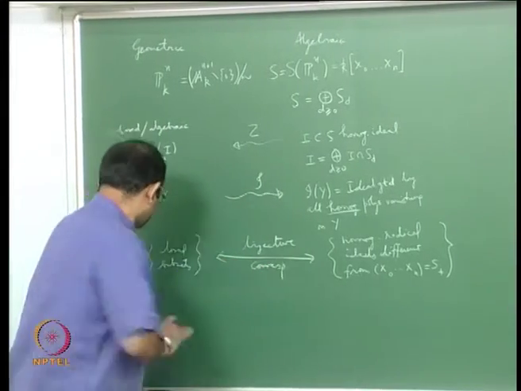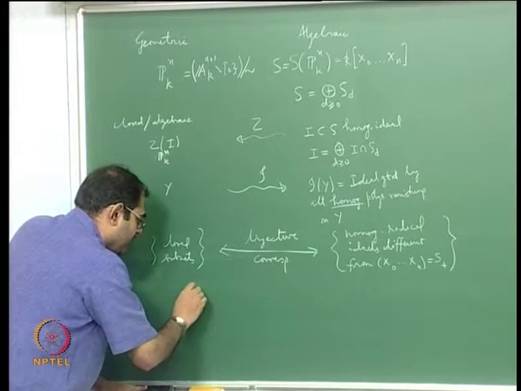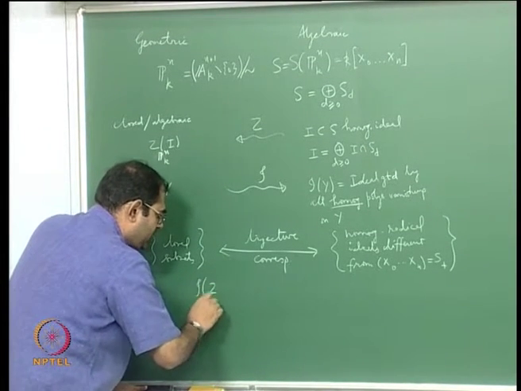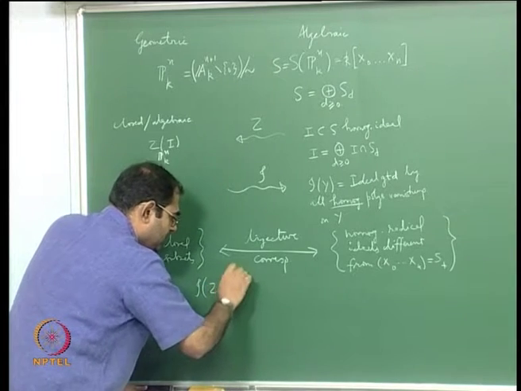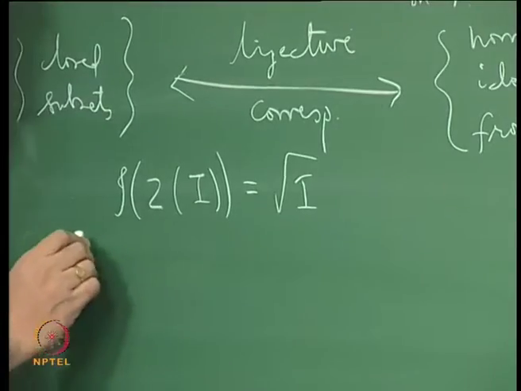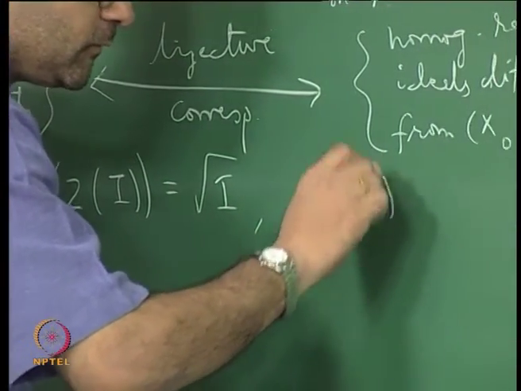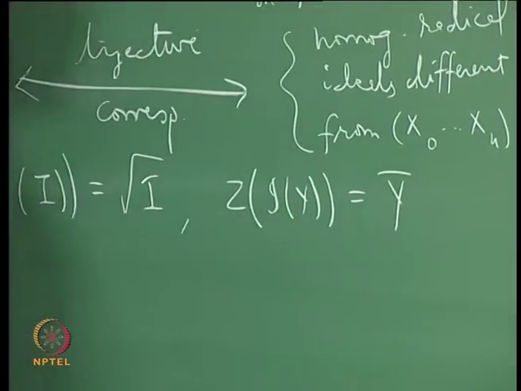So you have this bijective correspondence, and then of course we have these facts like I of Z of I is the radical of I, and you have Z of I of Y is Y bar.